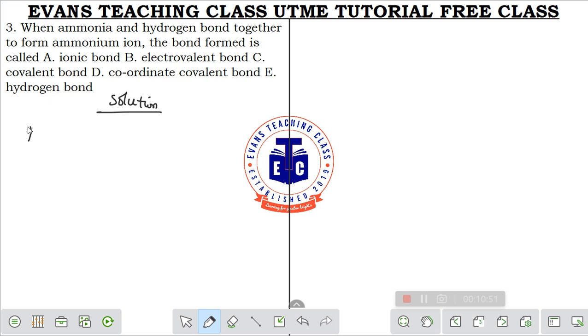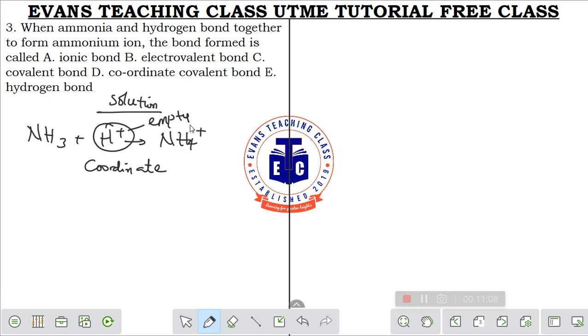Look at this, ammonia. When ammonia bonds with hydrogen, that is an empty hydrogen ion, to form ammonium ion, this type of bond is actually called the coordinate covalent bond. This hydrogen that you see here is going to be an empty hydrogen. It's not going to contribute anything. It's just like a husband in a house that is not providing for the wife. So it's a coordinate covalent bond.